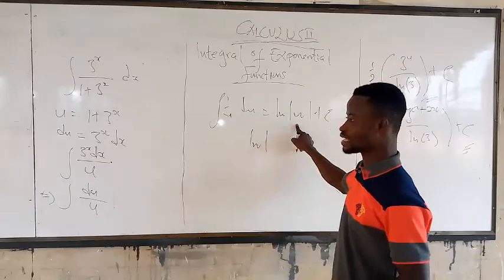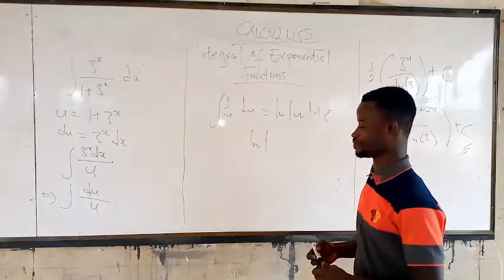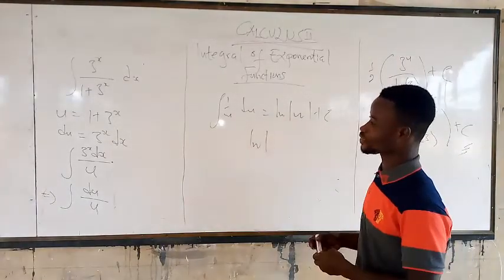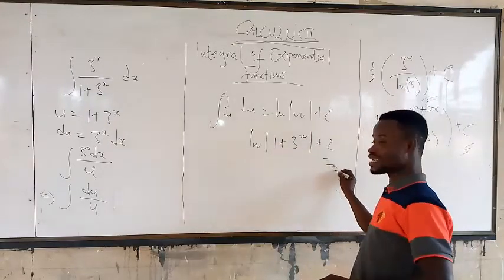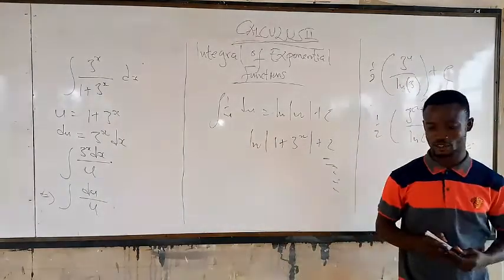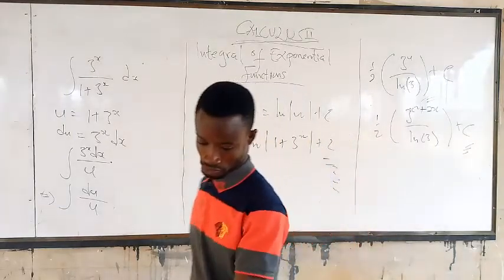So we know that u, you see that now it's speeding up. You know that u is equal to what? 1 plus 3 raised to the power s. And that is your result. Alright. Thank you.